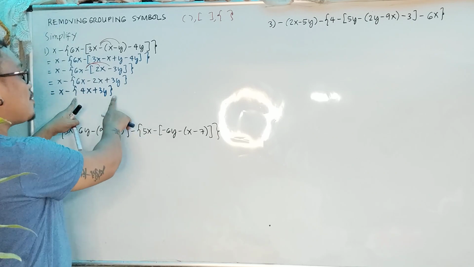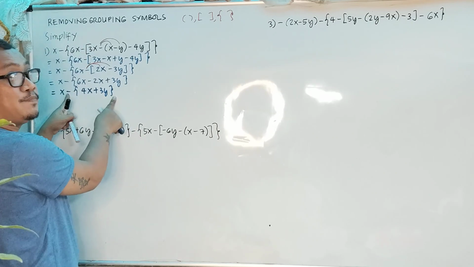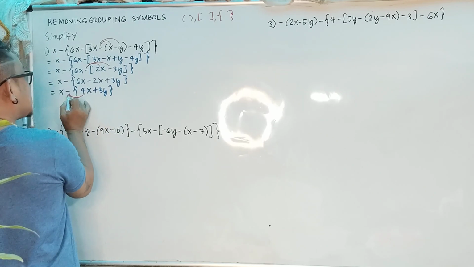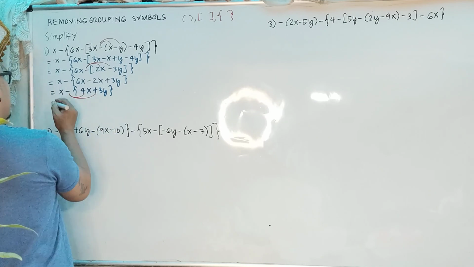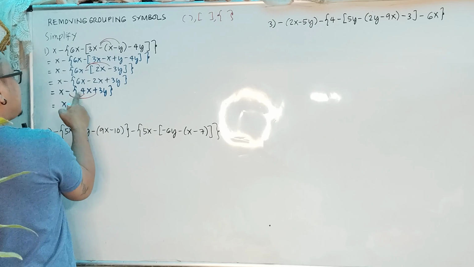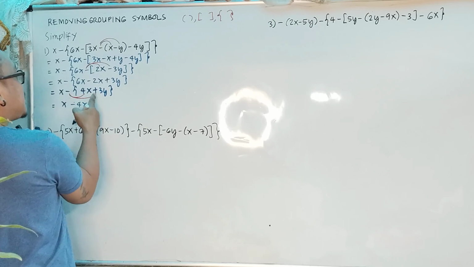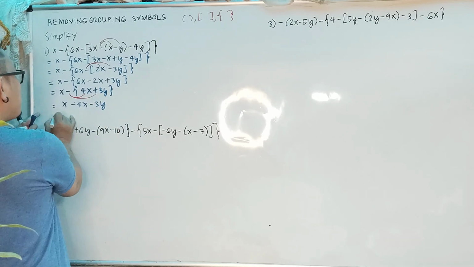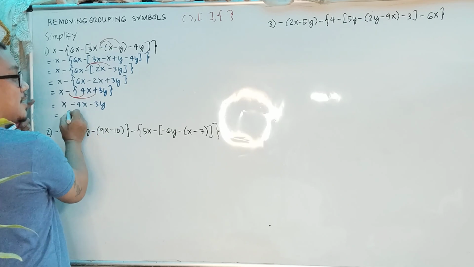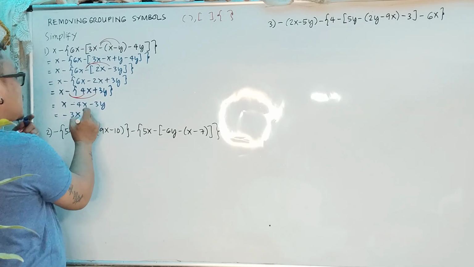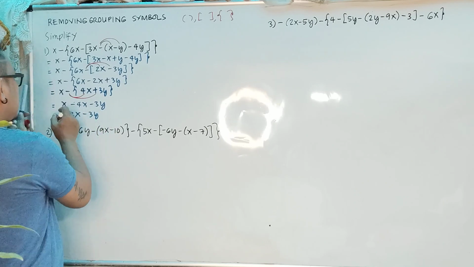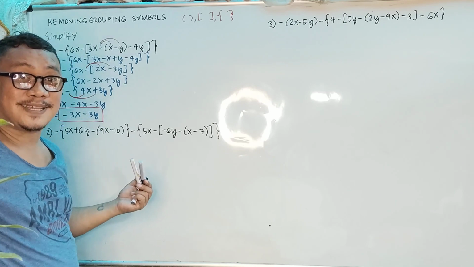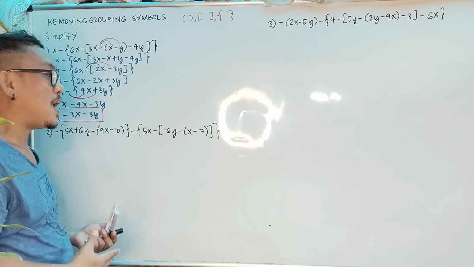What's next? We remove the brace by simply distributing the negative symbol, in other words multiplying. Negative times 4x, negative times positive 3y. We copy x. Negative times 4x is minus 4x. Negative times positive is negative, then 3y. Finally, combine: x minus 4x is negative 3x. Copy the variable: negative 3x minus 3y. And this is your final answer. That's example number 1.